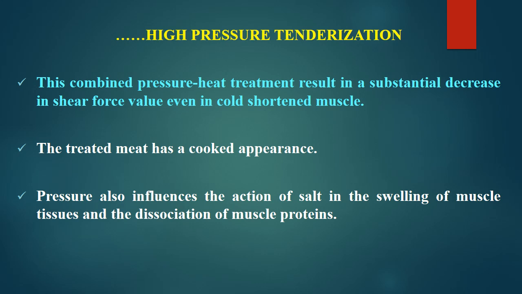The treated meat has a cooked appearance. The only thing is, because it is heated at 60 degrees for 30 minutes, after pressure the appearance gets like a cooked meat. And this pressure also influences the action of salt in the swelling of muscle tissues and the dissociation of muscle protein. So due to this pressure, it facilitates the action of salt, causing the swelling of muscle tissues, and also helps in dissociation of protein. So indirectly, this pressure treatment also does some tenderization with the effect of salt.